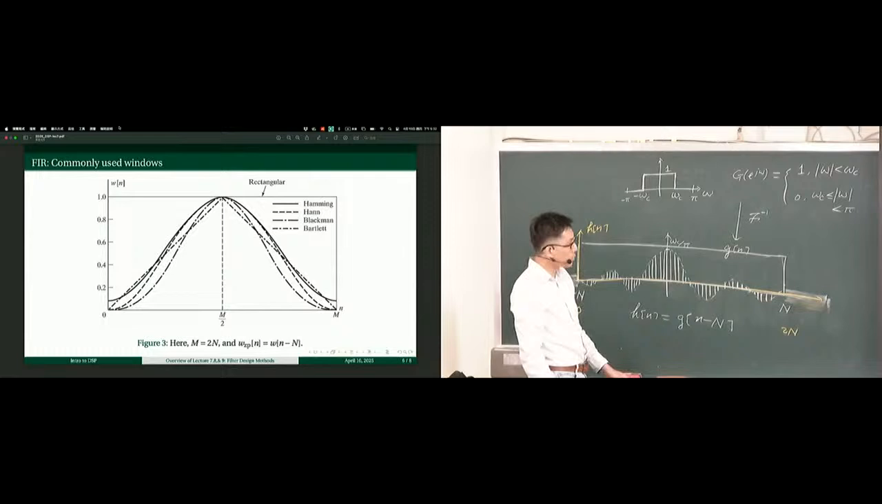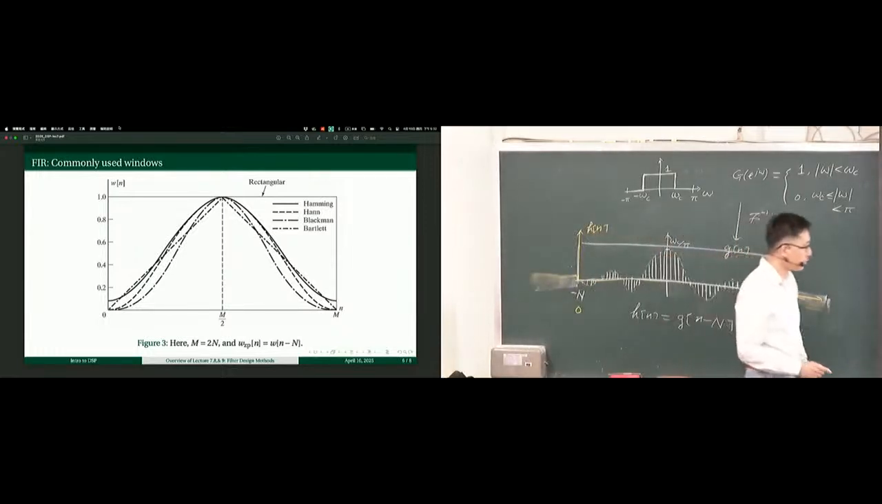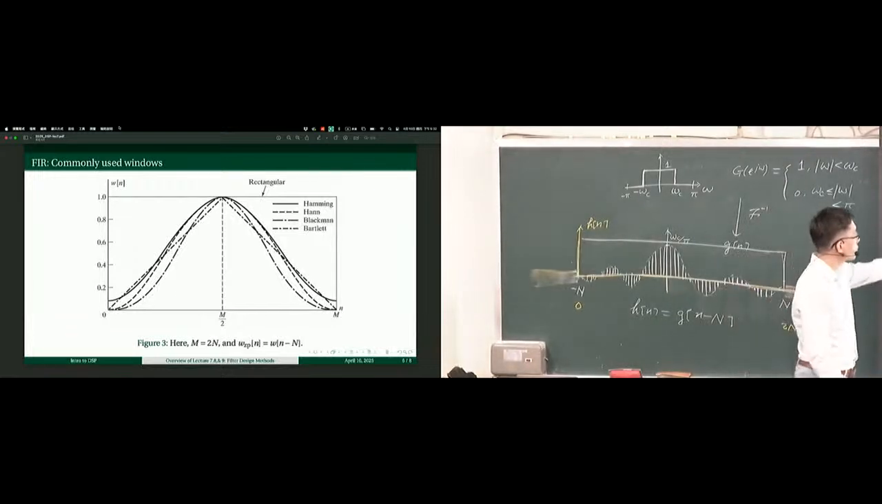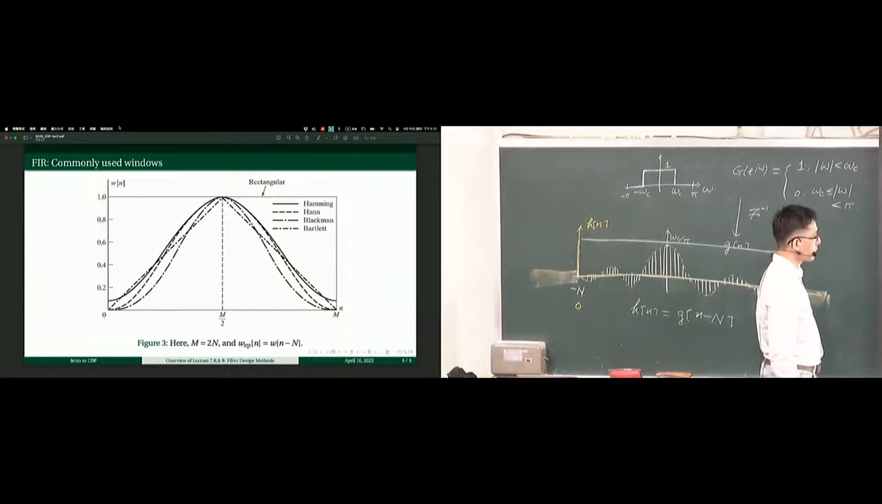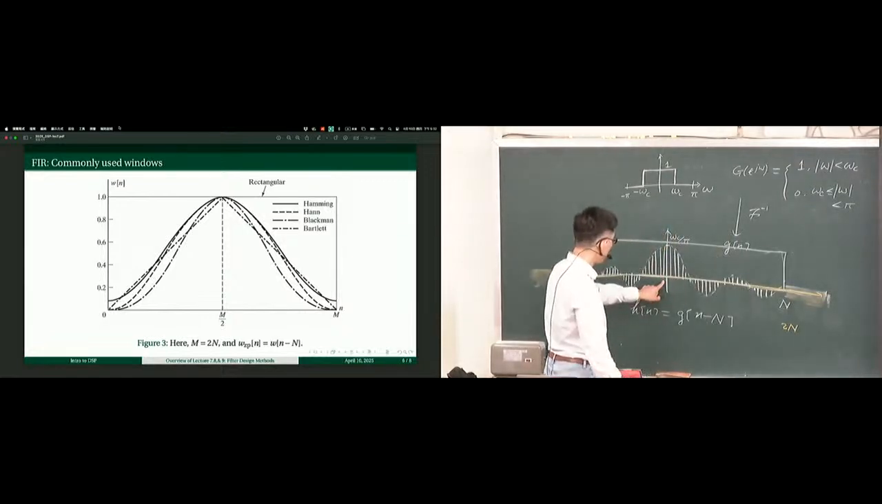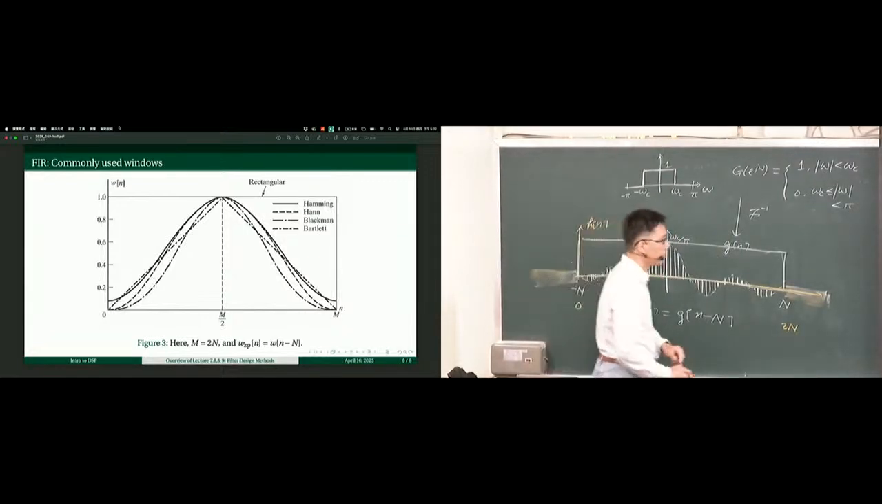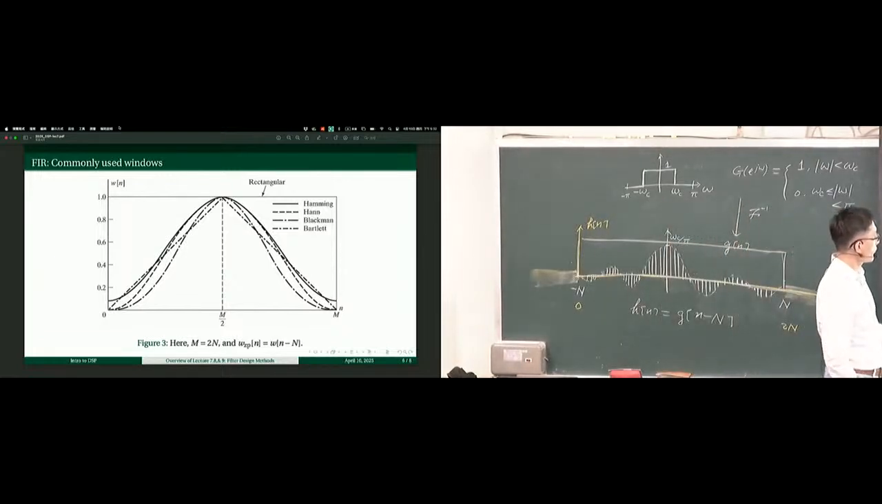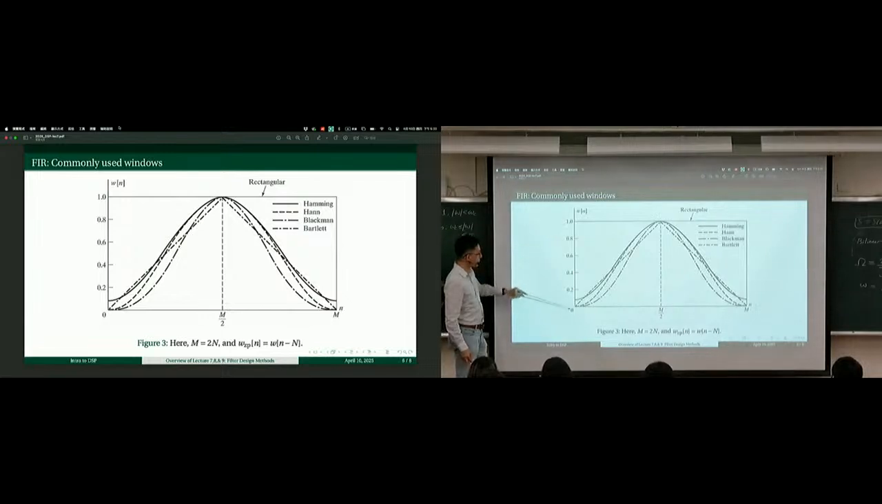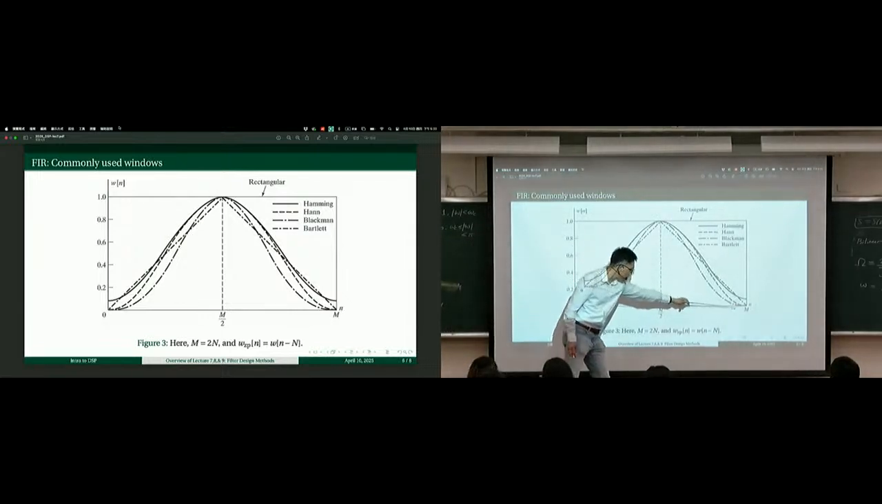The way we try to do better is to multiply h of n with a window function. On this slide, we're looking at a few commonly used windows, denoted by w of n. This is a window function, and there are a few different kinds. The rectangular window is all one from 0 up to m, where m here is 2 times n.